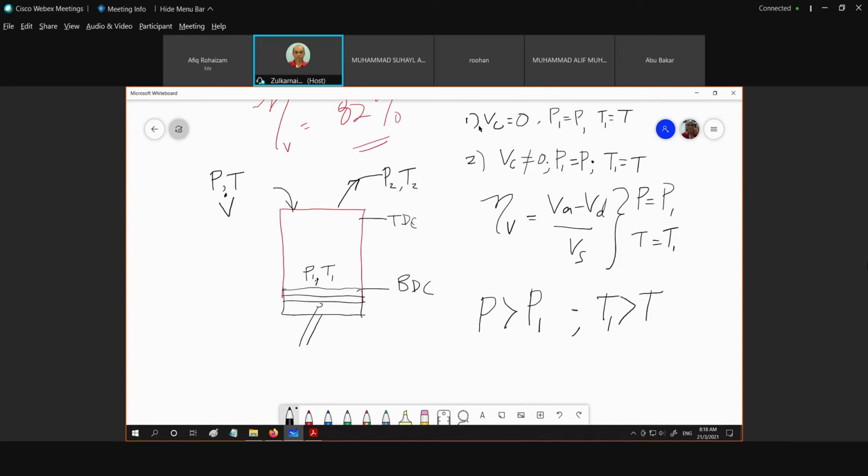Now, our third case is this. Add this one. This is the condition where VC is not equal to 0 and P is not equal to P1 and T1 is not equal to T. So when this happens, we find that we have further reduction of volumetric efficiency. This is being written right here.